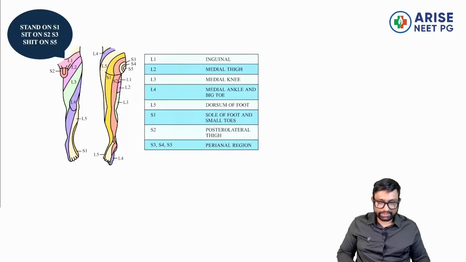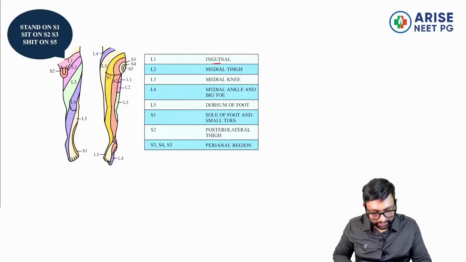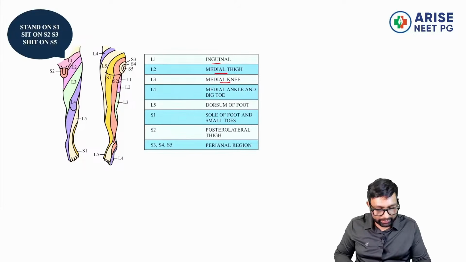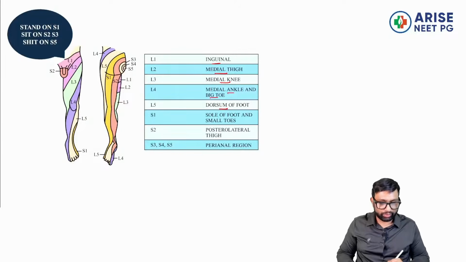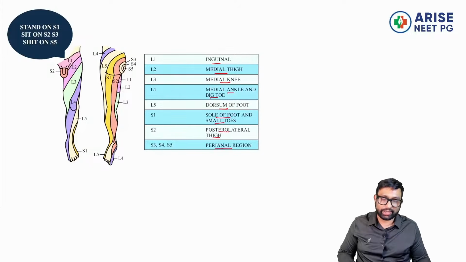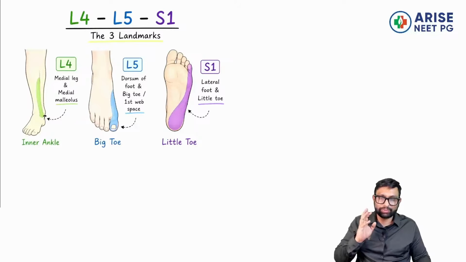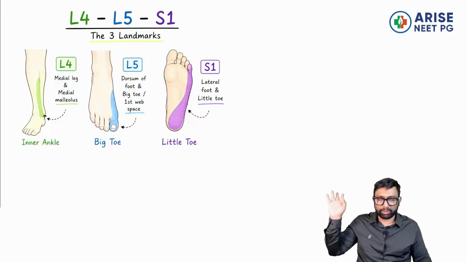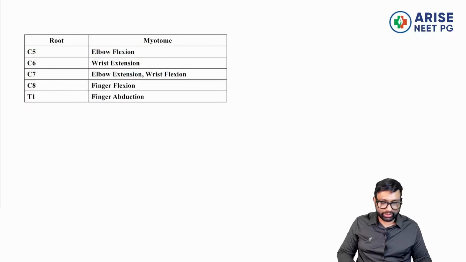Okay. Then sensory supply: L1 is inguinal, L2 is medial thigh, L3 is medial knee, L4 is medial ankle and big toe, L5 is dorsum of foot, S1 is sole of foot and small toe, S2 is posterolateral thigh, and S3, S4, S5 is perianal region. This you have to memorize. If you can't remember this, just remember that L4 is inner ankle, L5 is big toe, and S1 is little toe. If you can remember these three things, those are the important dermatomes.